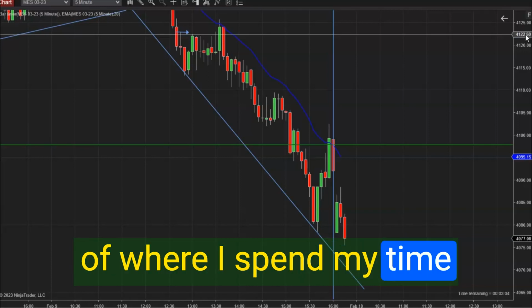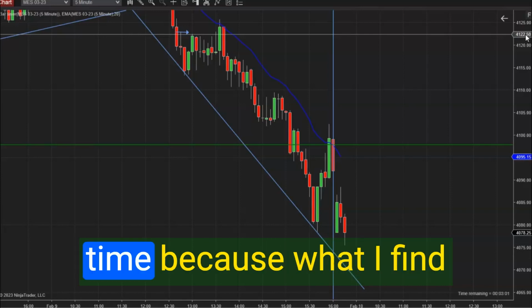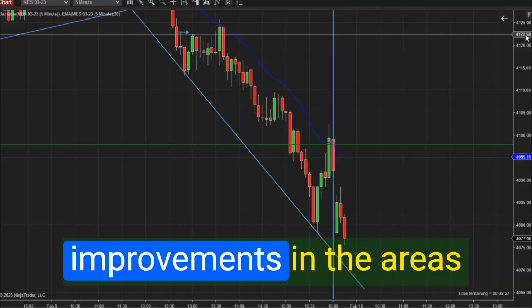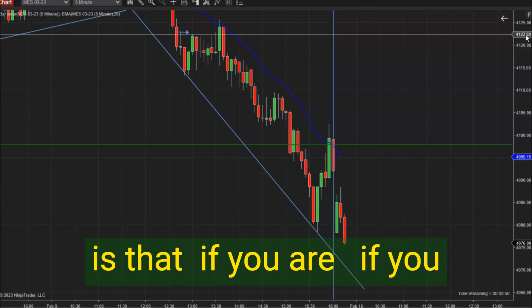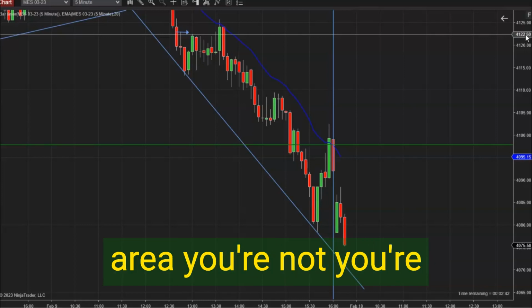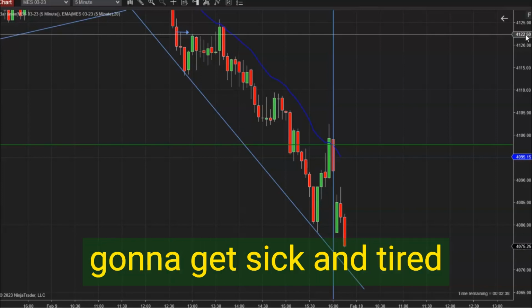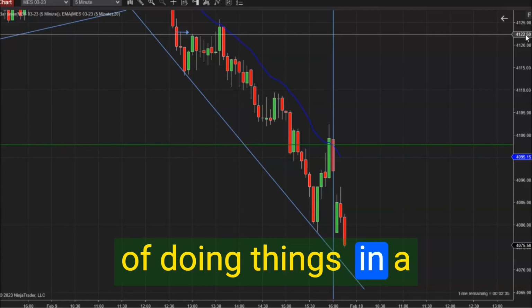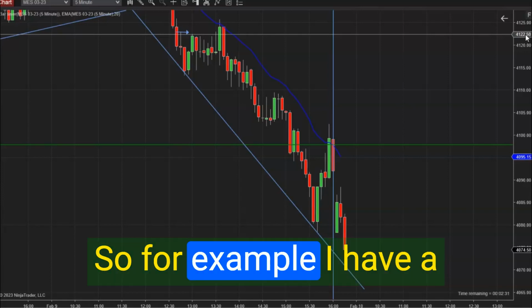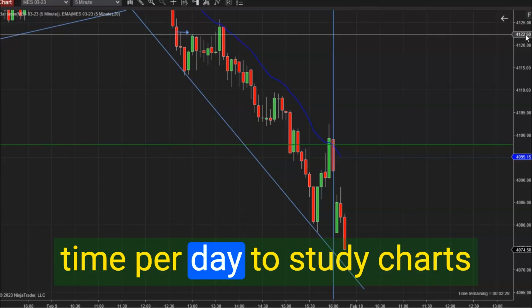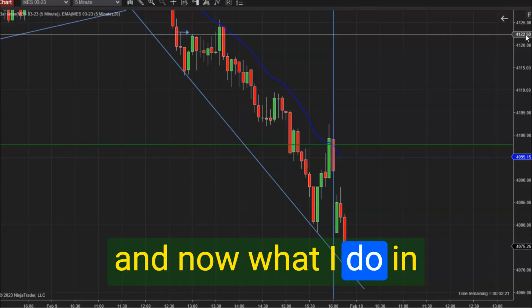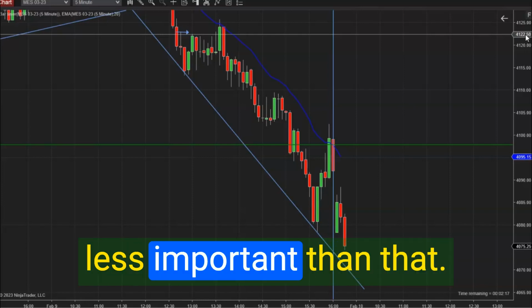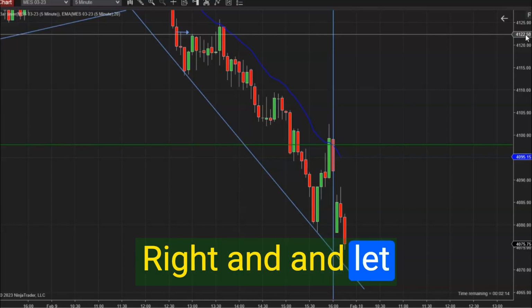But just to give you an idea of where I spend my time, I talk a lot about block time, right? Because what I find is that you're going to make improvements in the areas that you spend block time in. If you're spending time in an area, it's going to be hard for you not to improve in that area because you're going to get sick and tired of doing things in a way that isn't working. So, for example, I have a total of 3 hours block time per day to study charts, and 2 hours a day to work on my mindset. And what I do in those blocks is really less important than that I actually show up to those blocks, right?